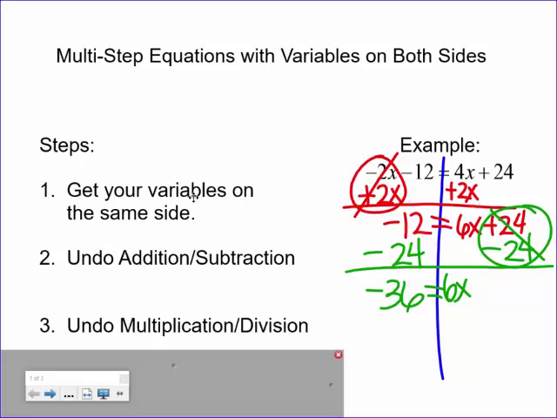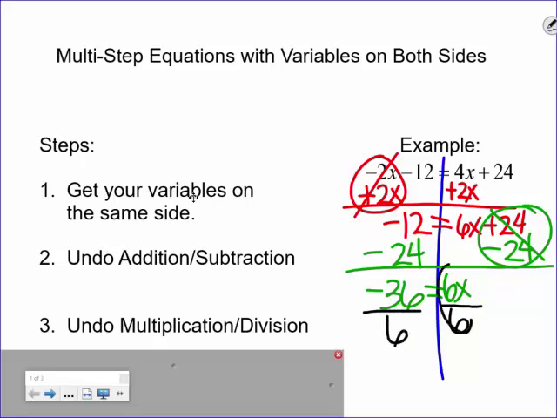Step 3 is to undo multiplication and division. All right. So, in this problem, which one do we have? Do we have multiplication or division? It's multiplication. So to get rid of it, I'm going to divide. What is it that I'm going to divide by? 6. And why am I dividing by 6? To get x by itself.